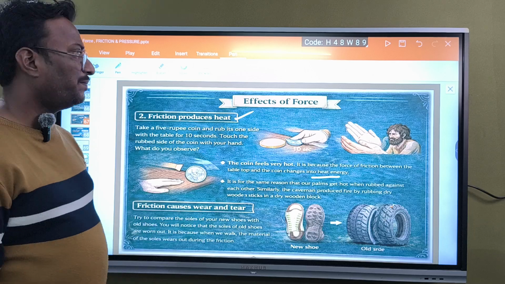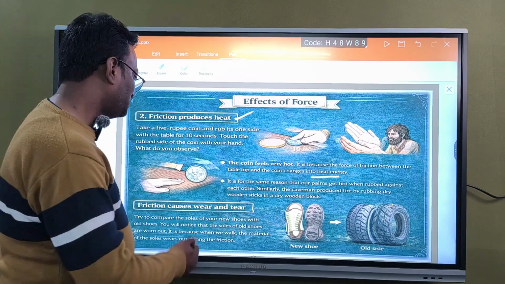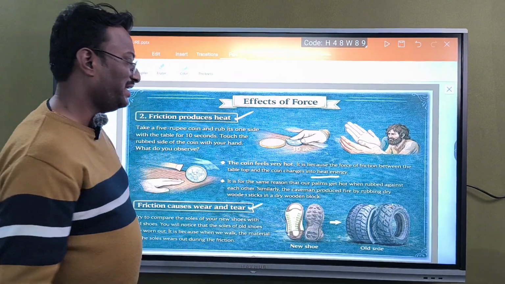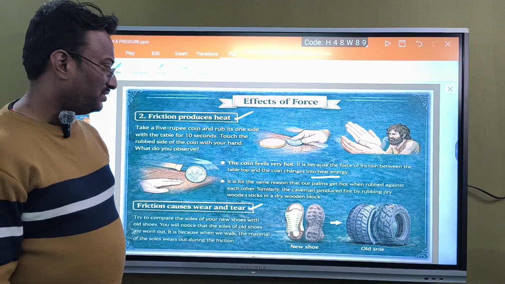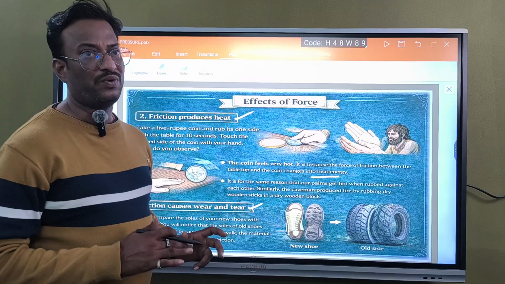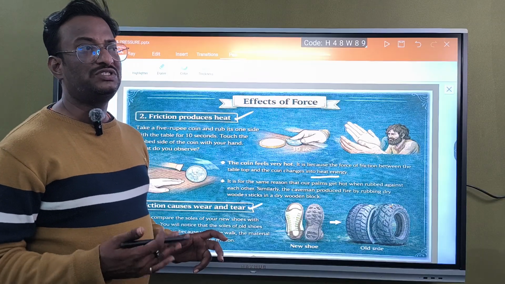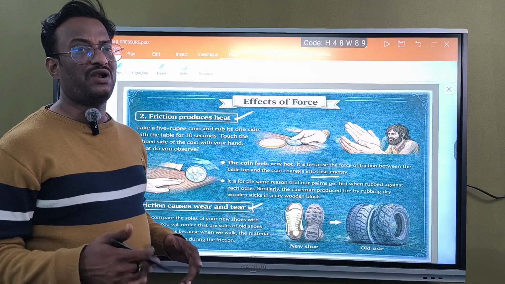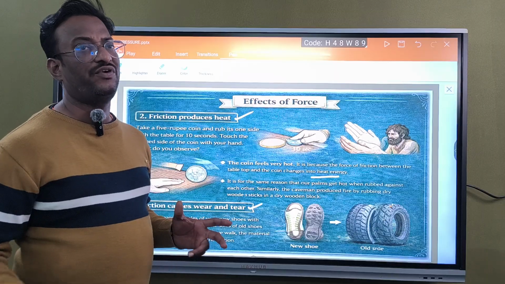We go for the third effect. Friction causes wear and tear. We use slippers for a longer time so that they wear off.